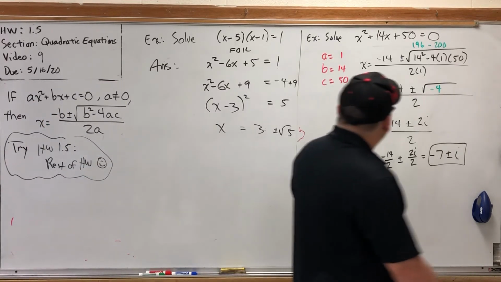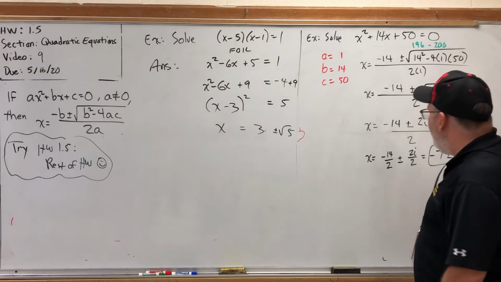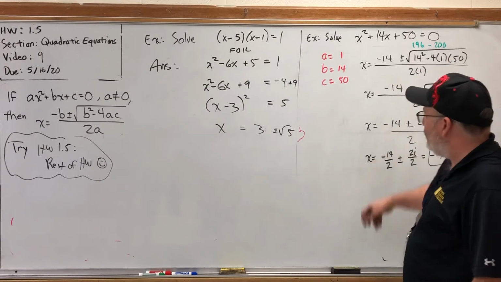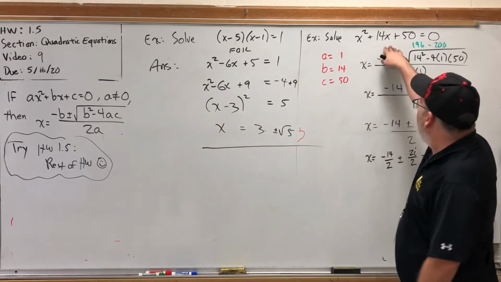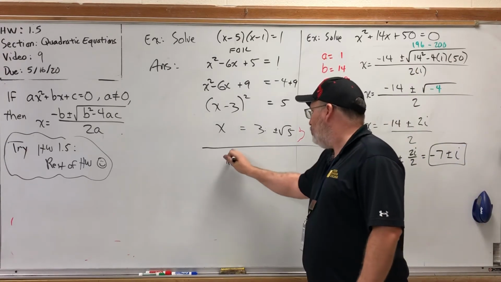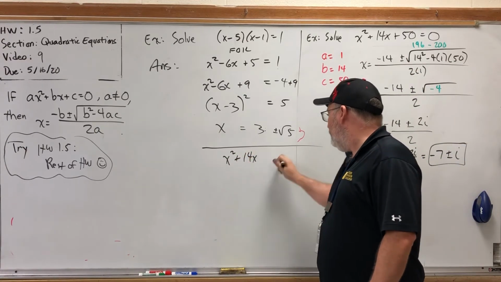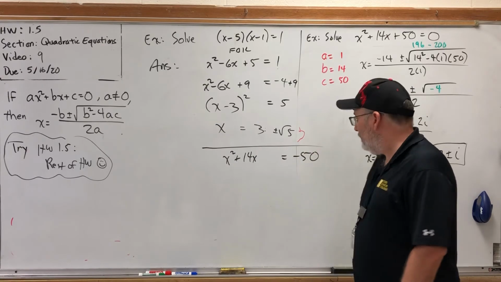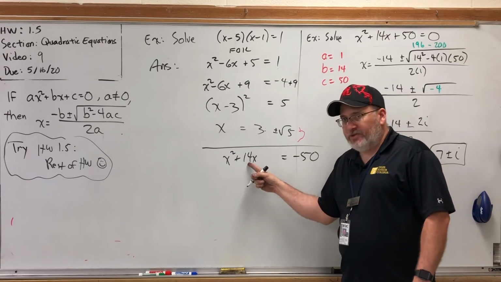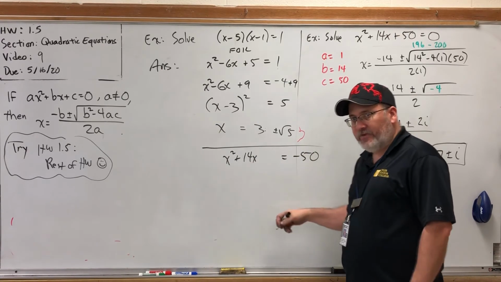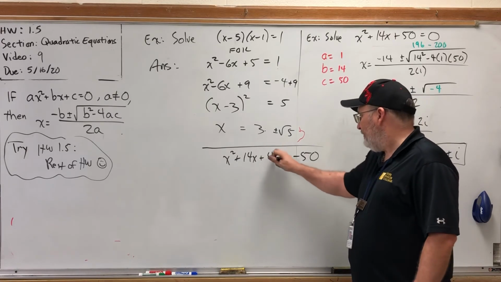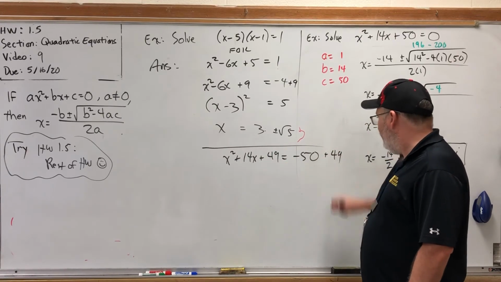Same thing over here. If I had started it from the beginning, you know what, I'll leave this here just for comparison. But if I had started this from the beginning, by completing the square, I would have moved the 50 over, make it negative. Take half of this and square it. Half of 14 is 7. 7 squared is 49. That's what I add to both sides.